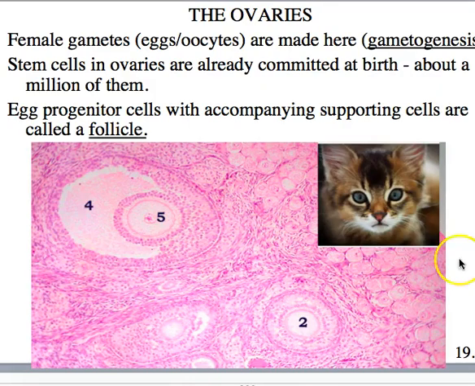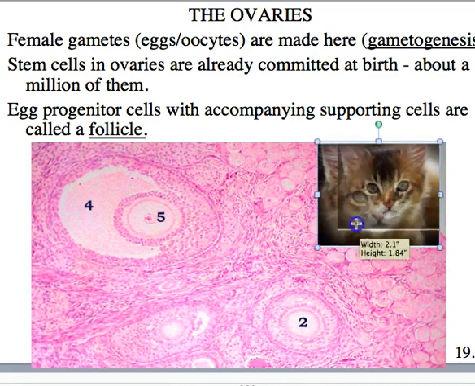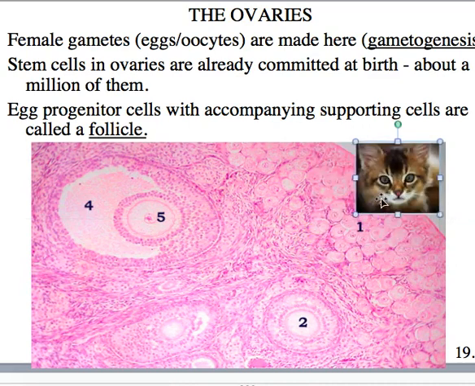Okay, so let's talk a little bit more about the ovaries. What's happening in the ovaries? We talked about how sperm are produced. It's a constant level of LH and FSH causing sperm production all the time, and then it matures in the epididymis. So what is happening in the ovary? It's so much more complicated.